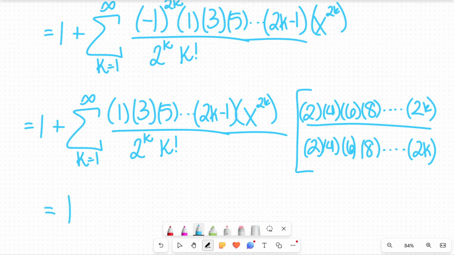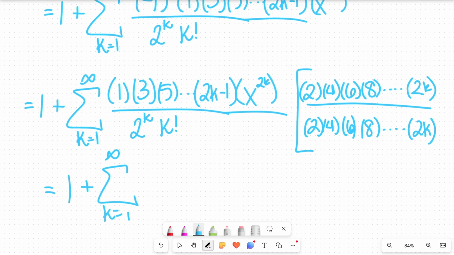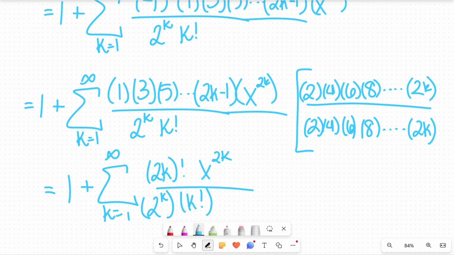So I have 1 plus my summation, k equals 1. Now I can write this as 2k factorial. And then I'm left with still my x to the 2k power, and then I have 2 to the k power, k factorial. And in my denominator, I'm left with 2 times 4 times 6 all the way up to 2k. So my denominator is still here, but I've taken care of everything else.